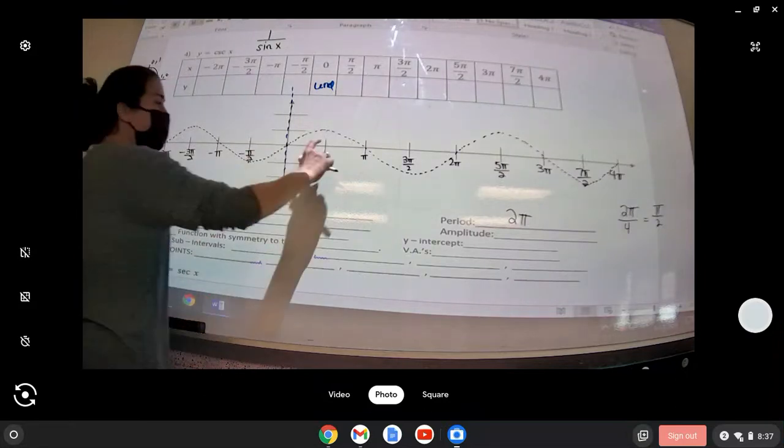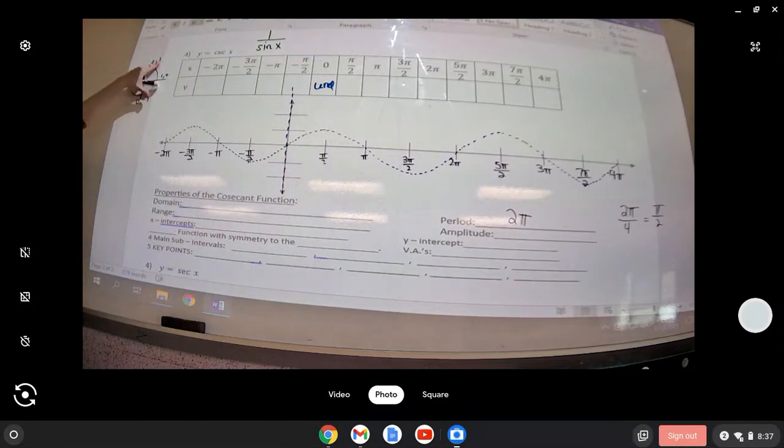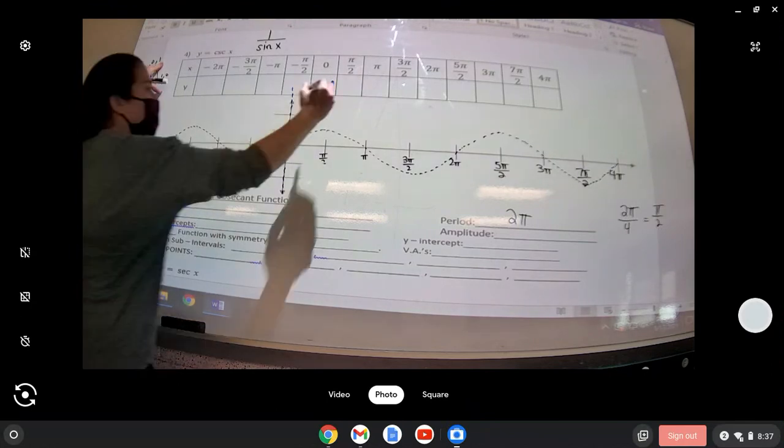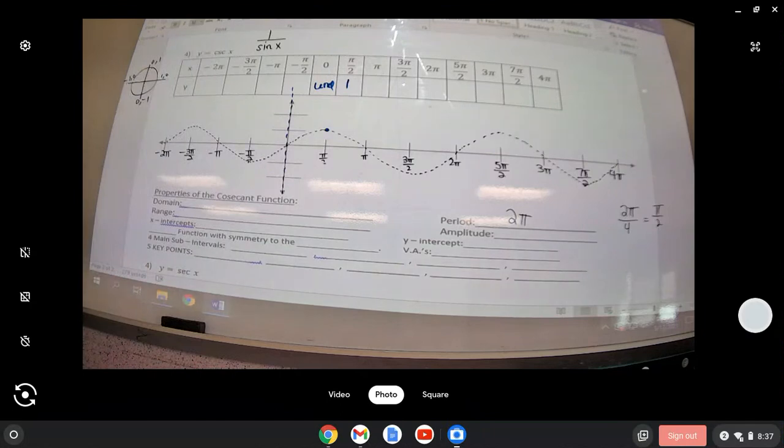Okay, the next point is pi over 2, 1, right? So now we're up here at pi over 2, 1. The cosecant of pi over 2 is the reciprocal of that y-coordinate. The reciprocal of 1 is 1. So we still have the point pi over 2, 1 on the cosecant's graph.